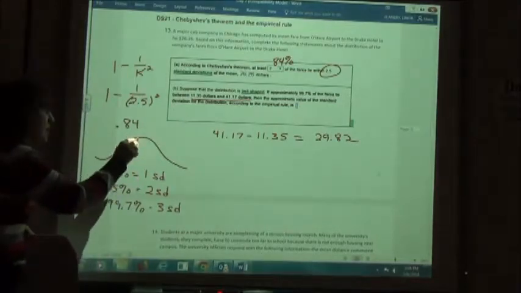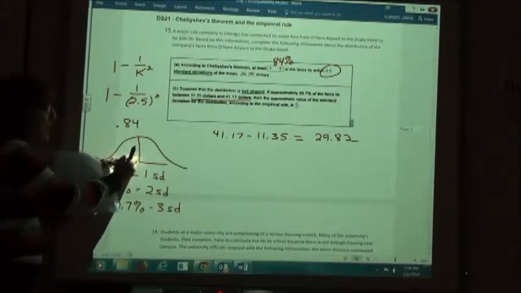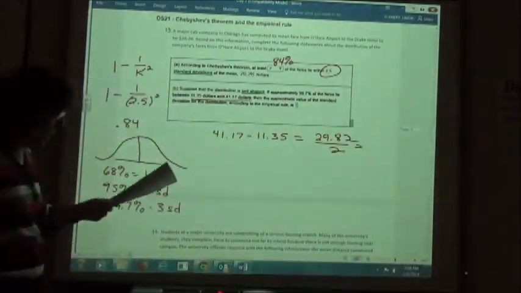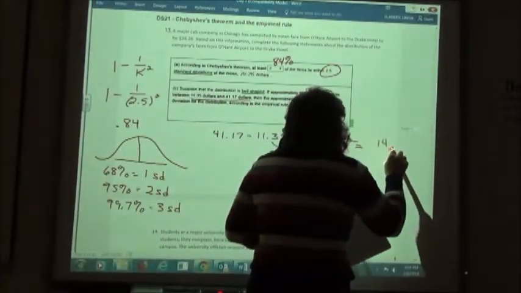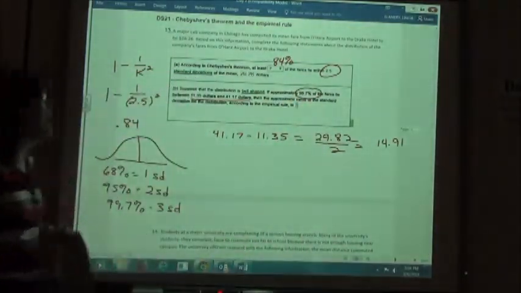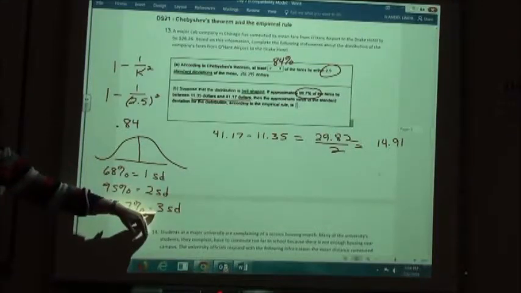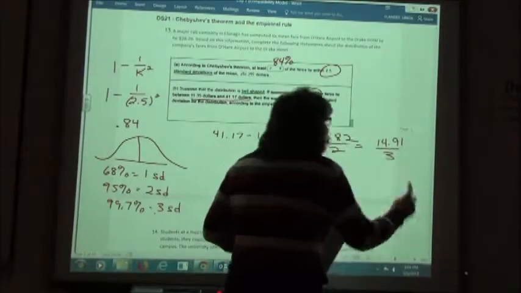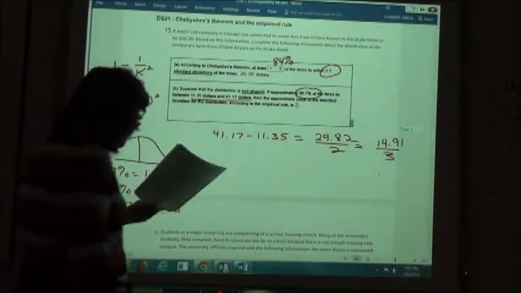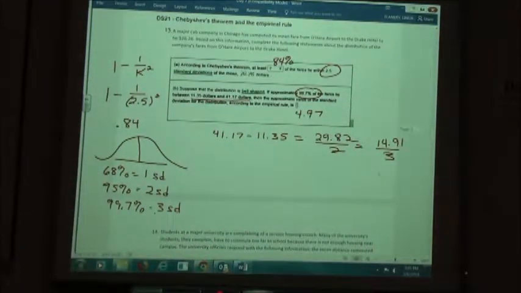Now since I'm finding it from the middle, the 29.82 is this whole distance. We end up dividing it by 2 because when they talk about the standard deviation, they're talking about for each side of the middle. So I'm going to divide that by 2 and I'm going to get 14.91. Okay. Now, since this says that 99.7% lie in that range, it means that we are 3 standard deviations. So we're going to take that value and divide it by 3 because we're within 3 standard deviations. If we divide that by 3, then we get 4.97. So, according to the empirical rule, 1 standard deviation would be 4.97.